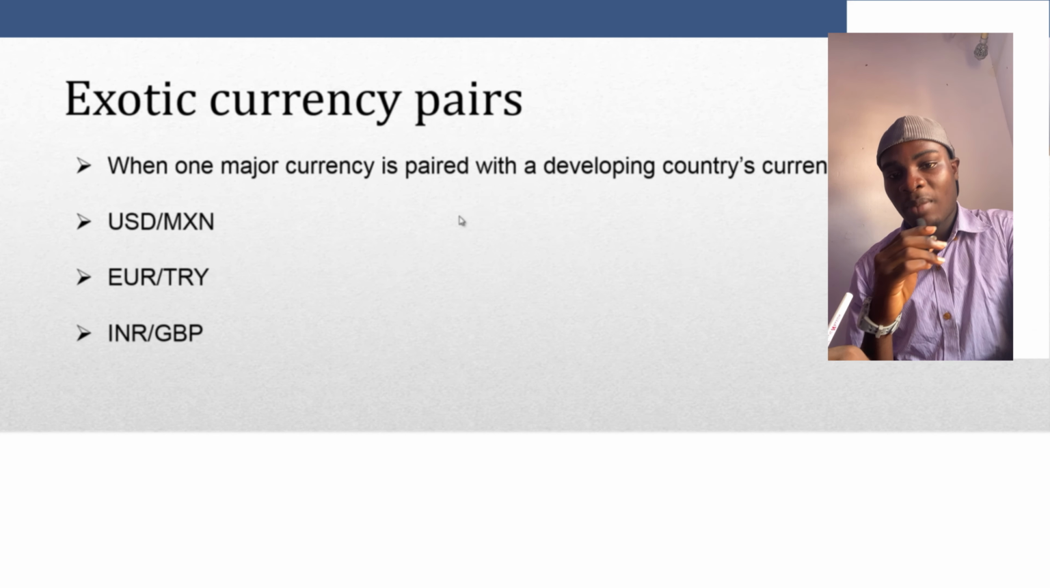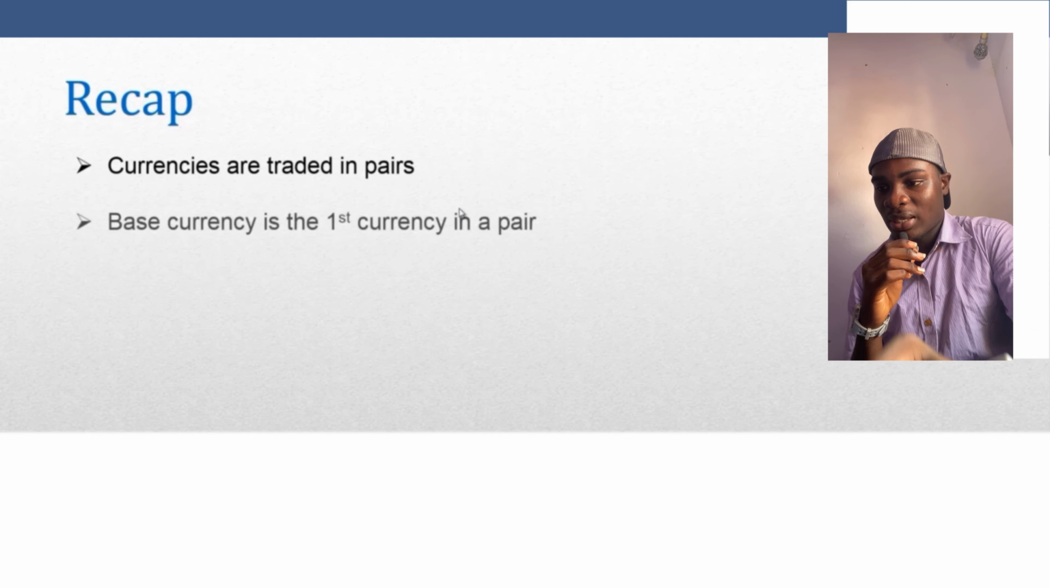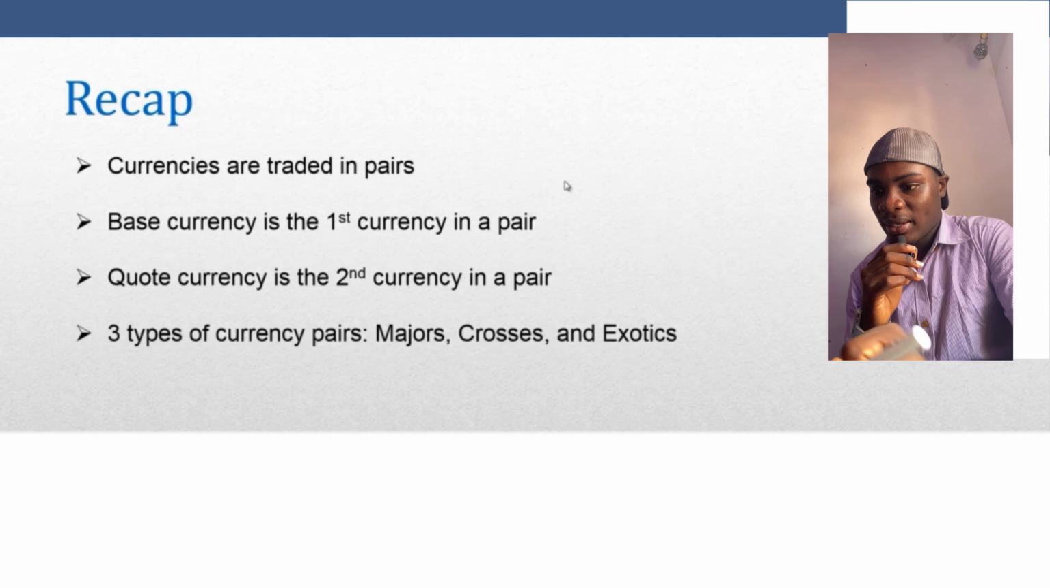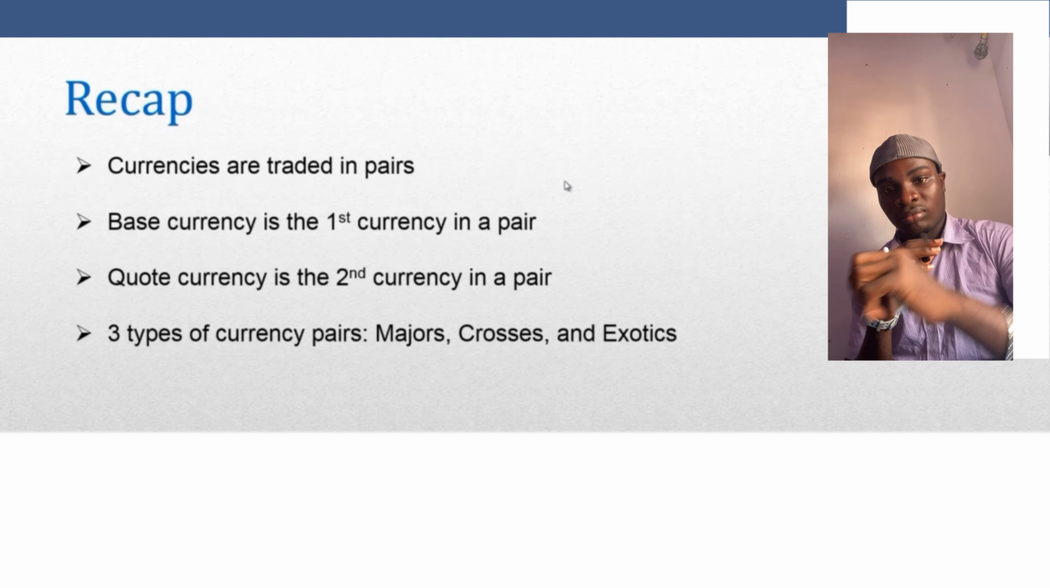Quick recap: number one, currencies are traded in pairs, not as a standalone. The base currency is the first currency, the quote currency is the second currency, and there are three types of currency pairs: the majors, crosses, and exotics. So, let's move on.